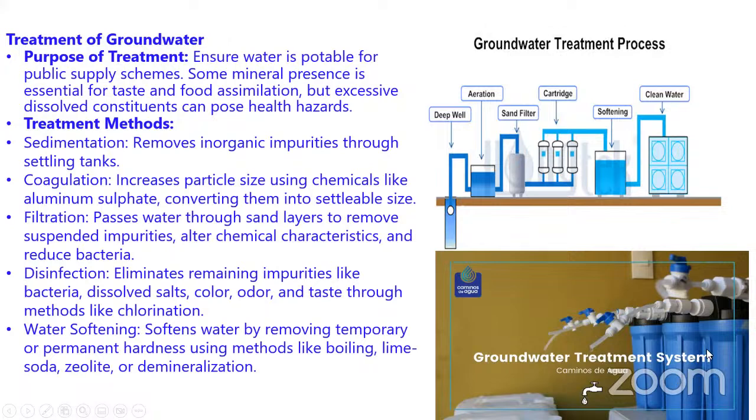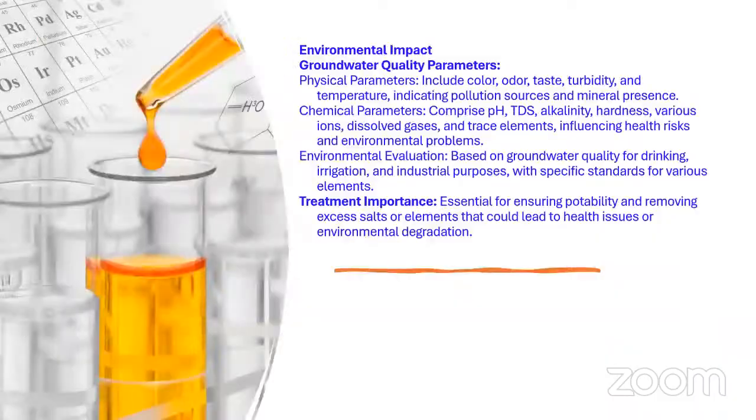You can regard this image. These are the candles or cartridges you may have seen in your homes in RO systems. These are the major cartridges which filter the minor particles or minor pollutants of the groundwater. I have discussed in this slide the groundwater treatment procedure and methods, with the treatment step by step procedures. And here I have mentioned the environmental impact of groundwater quality.